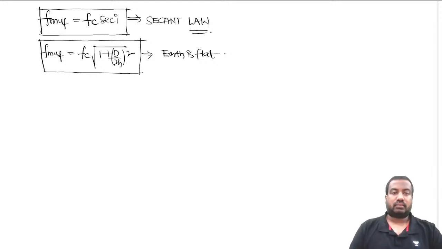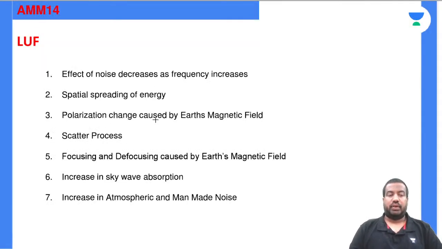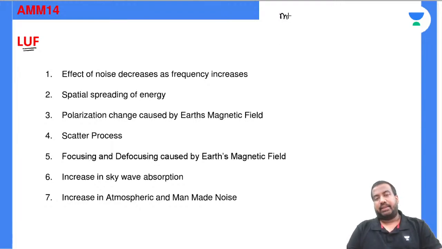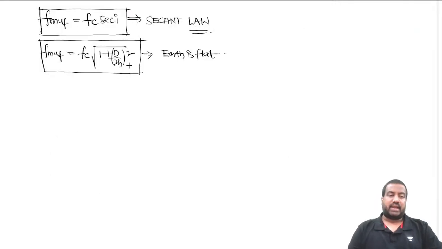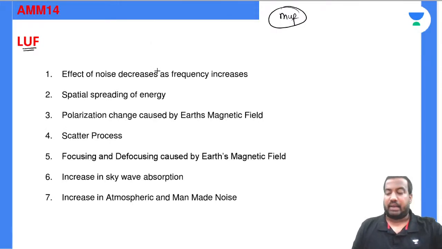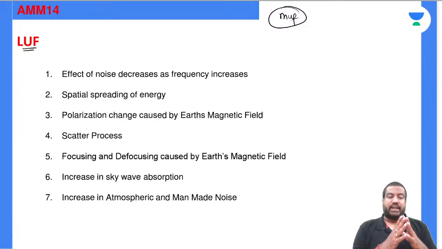Next, we'll go for least usable frequency. Just like we got maximum usable frequency and their formulas as explained in the previous slide, it is not possible for us to get a formula for least usable frequency. Can anyone tell me why? Just like maximum usable frequency, why can't we get a formula for least usable frequency?